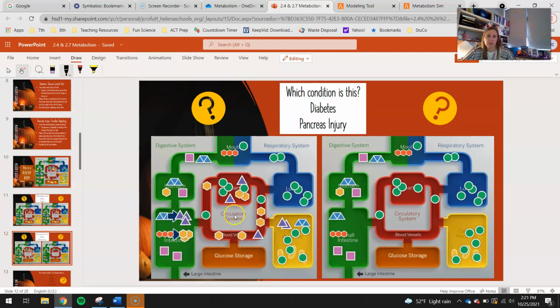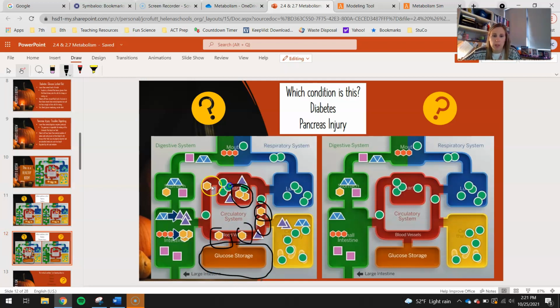All right, so if we look at this first one, we're going to be looking at the digestive, the glucose side of this. Okay, so we see two big differences here. First off, with our diabetes, what we see is we're not removing all that glucose from the bloodstream to put into our cells.